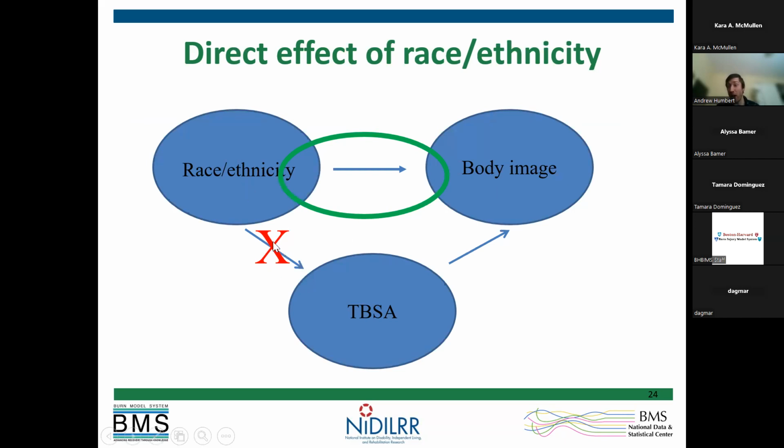If this arrow was going the opposite direction or it wasn't causal, then we want to include it regardless, because it doesn't really represent an effect of race and ethnicity on body image, because race and ethnicity in that case would not cause the burn surface area, which then would cause body image. So because it's not in the causal pathway, we need to address it no matter what, because it's not a direct effect and it's not an indirect effect. We do not want to map that pathway. It needs to be adjusted. But because it's in the causal pathway in this diagram, we need to make that decision. Are we interested in the direct, or are we interested in the total effect that race may have on body image?